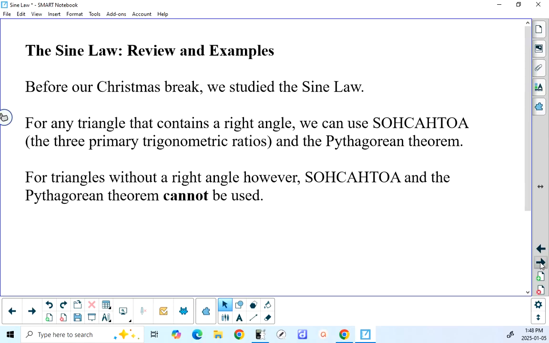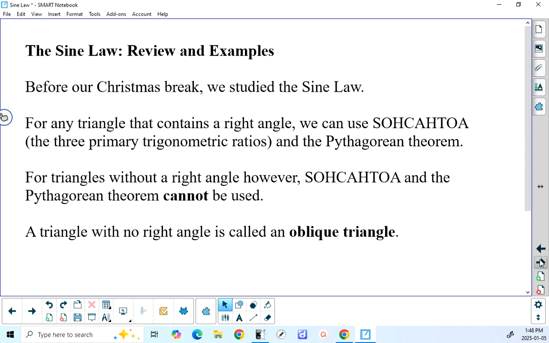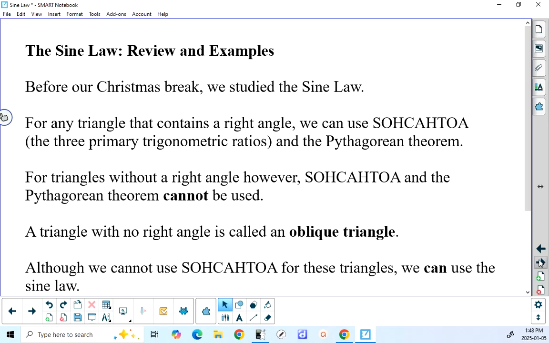A triangle that does not have a right angle in it is a triangle that you cannot use those tools for. So if you think of SOHCAHTOA as a tool and the Pythagorean theorem as a tool, they are useless for non-right angle triangles. And those non-right angle triangles are called oblique triangles. So how do we use math and trigonometry to work with oblique triangles? The answer is you use the sine law, and you can also use what's called the cosine law, which we will get to in a couple of days.